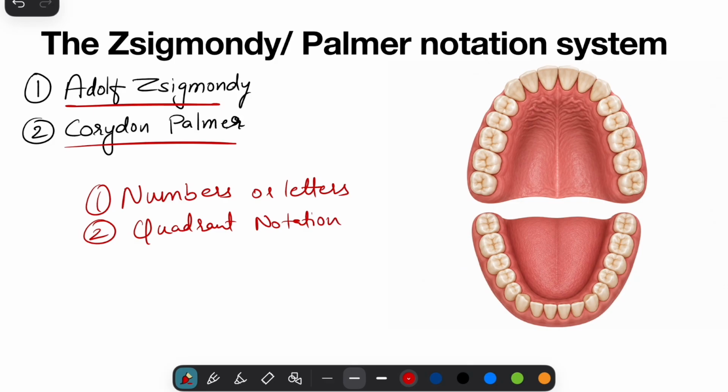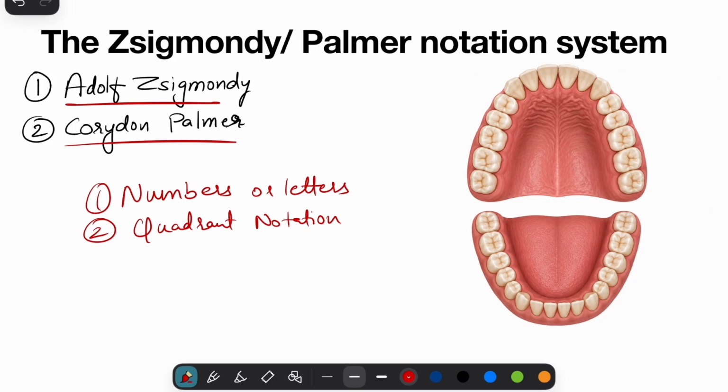Okay, so unlike the universal system, this system does not number the teeth continuously from 1 to 32. Instead, each quadrant is treated separately. The mouth is divided into 4 quadrants: the upper right side, upper left side, lower left side, and lower right side. So basically, we are going to draw a vertical line from the upper midline to the lower midline, and then we are going to draw a horizontal line which will separate the arches, the maxillary arch and the mandibular arch. Okay, so this is how we will separate the quadrants.